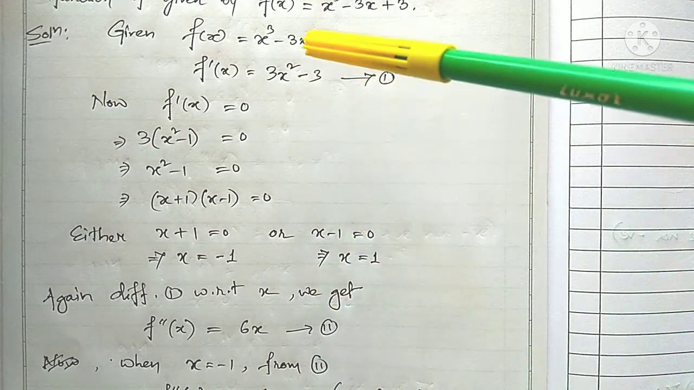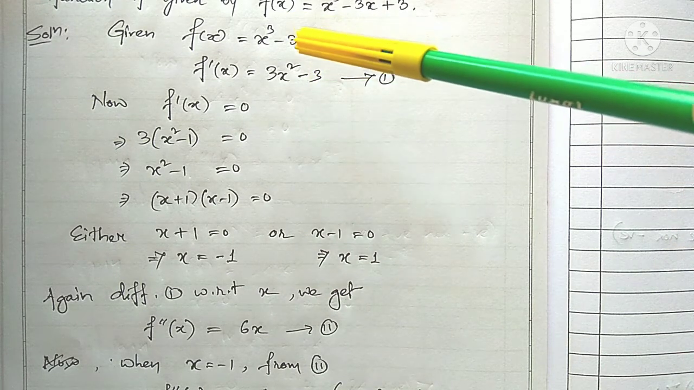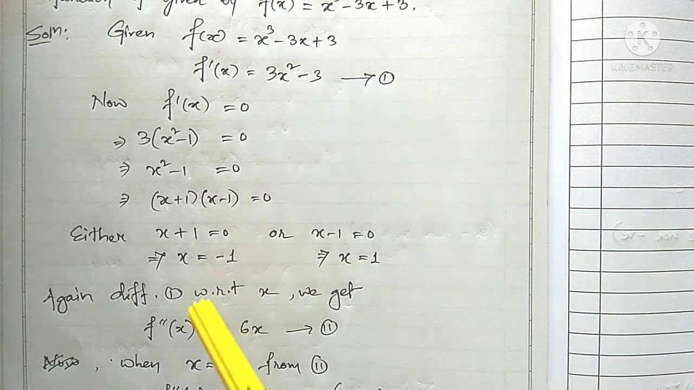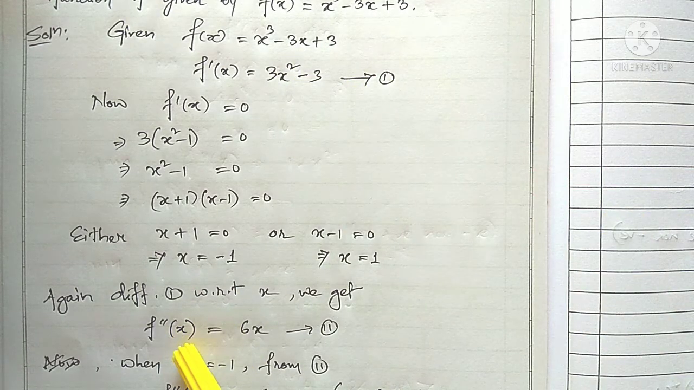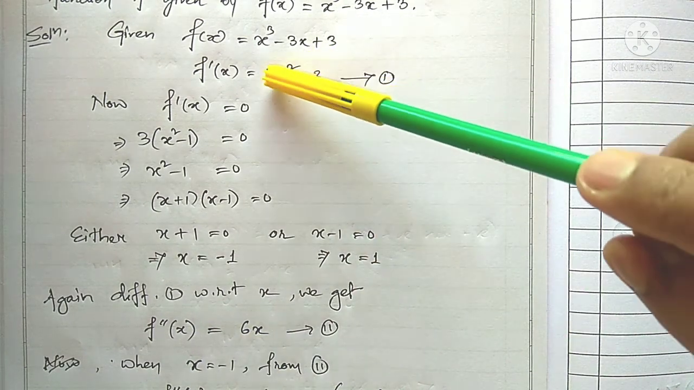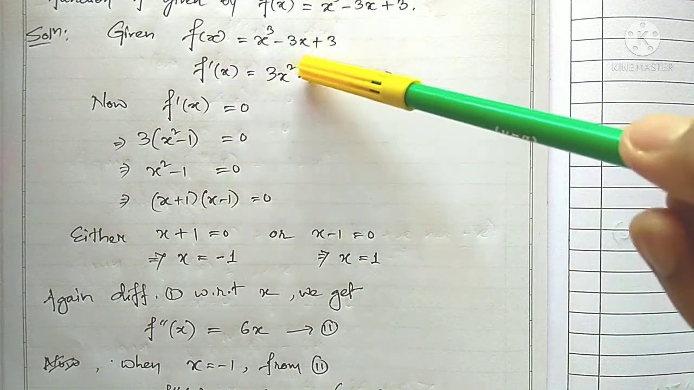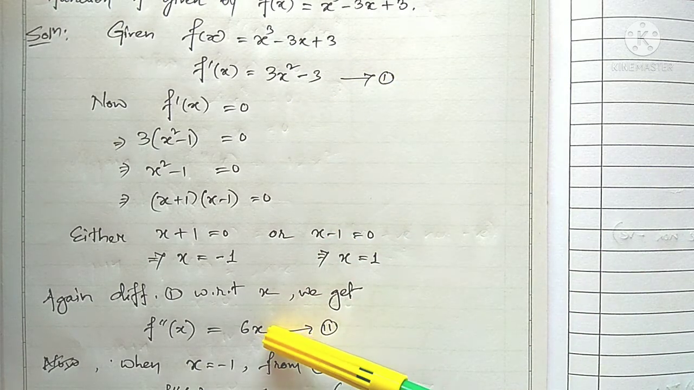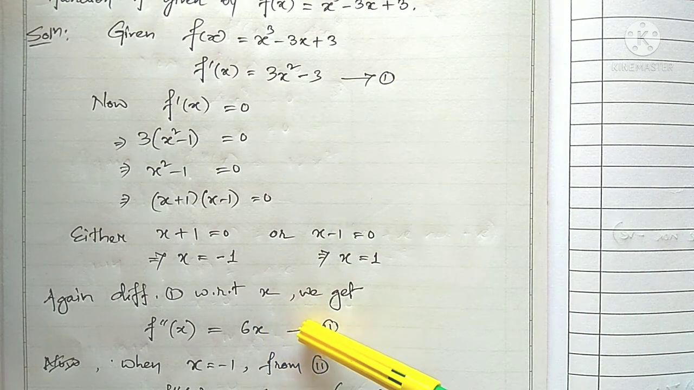What you have to do? We have to differentiate again. So if we differentiate this one again, f dash of x equal to 3x square minus 3, then the second derivative f double dash of x equal to what we get here, 6x, because 3 is a constant term, x square gives twice x, so 3 times 2 is 6, and the constant term gives 0, so simply here we get 6x. Is it clear? All of you understood?